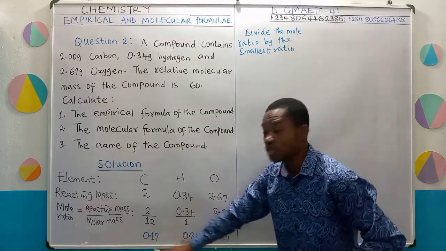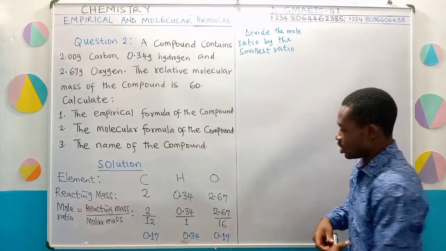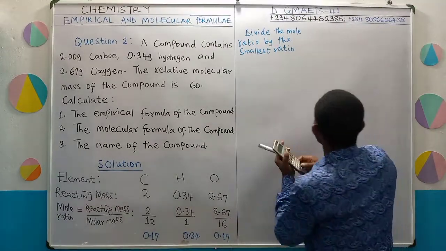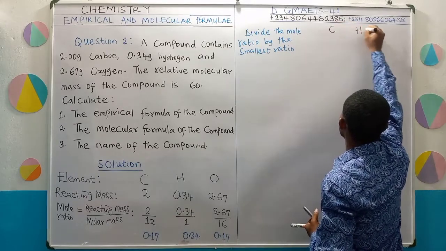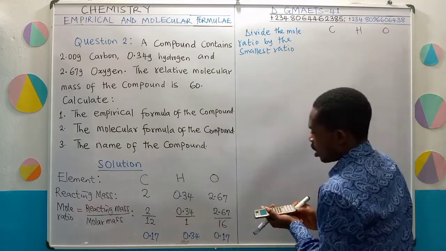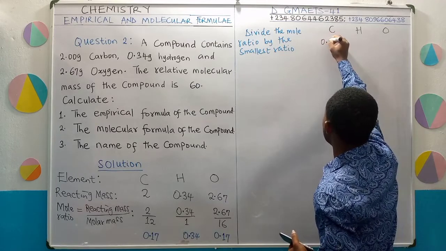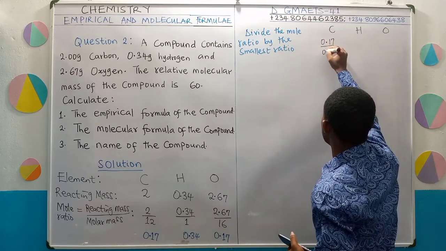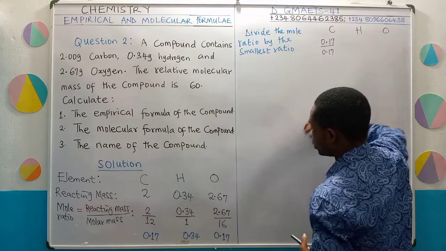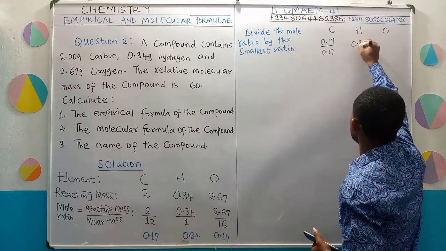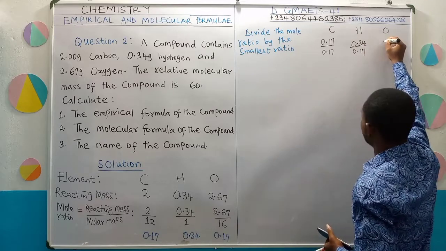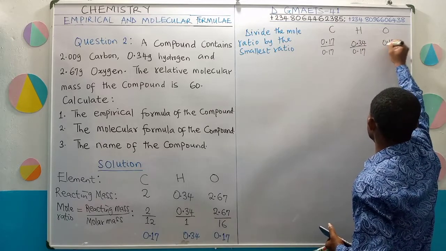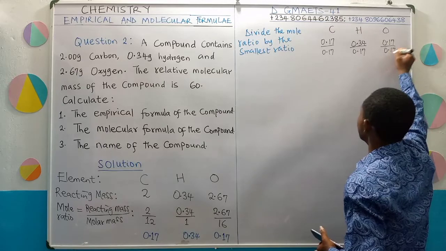From here, the smallest ratio is 0.17. So we'll come to that of carbon. Remember that we have carbon, hydrogen, and what? Oxygen. Alright, so 0.17, we are dividing it by 0.17, which is the smallest ratio. Hydrogen, 0.34, we'll divide by 0.17. Oxygen is 0.17, we'll divide it by that 0.17.